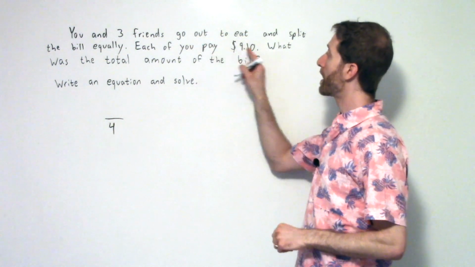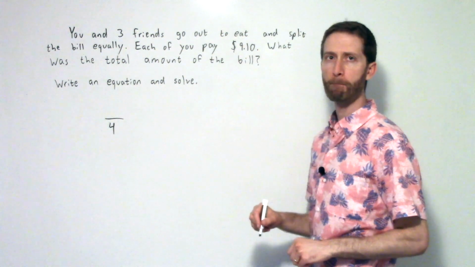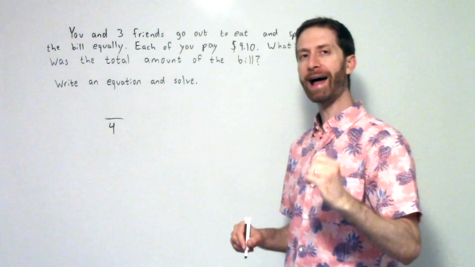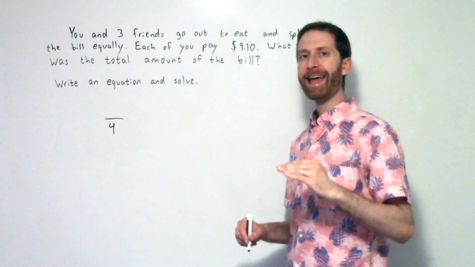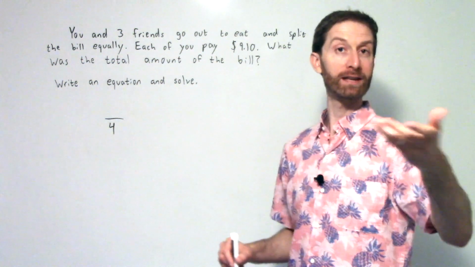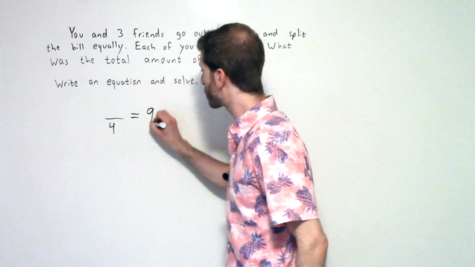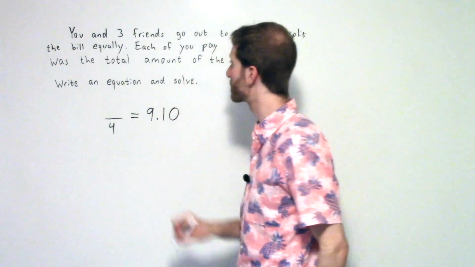Each of you pays $9.10. That's the result of having divided, right? If you divide a bill equally 4 ways, that then equals the amount each of you pays, right? So that'll be the $9.10. So the result of doing the division is $9.10.